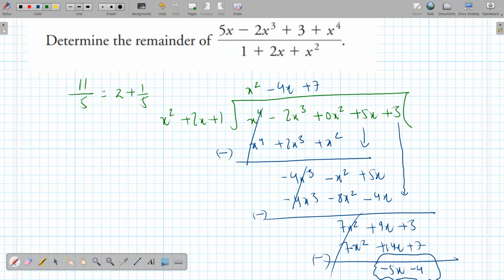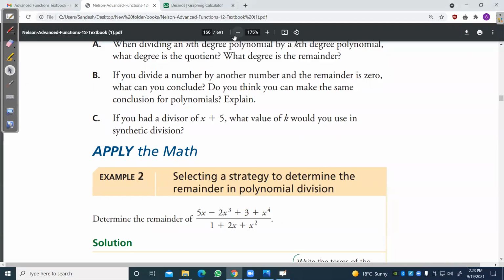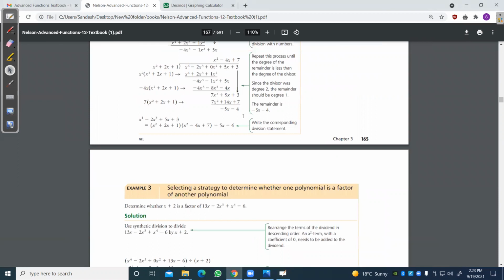So they're asking us for the remainder, that's this, but in terms of what this equals to. This will be equal to the quotient, x squared minus 4x plus 7, plus the remainder, minus 5x minus 4, all over the divisor, 1 plus 2x plus x squared. Is that good? Yeah, that's pretty much it for long division. Once you know how to do one of them, you basically know how to do all of them.